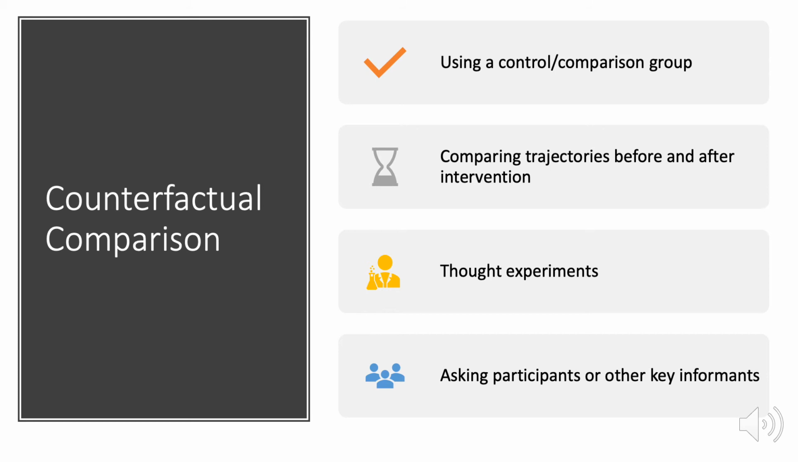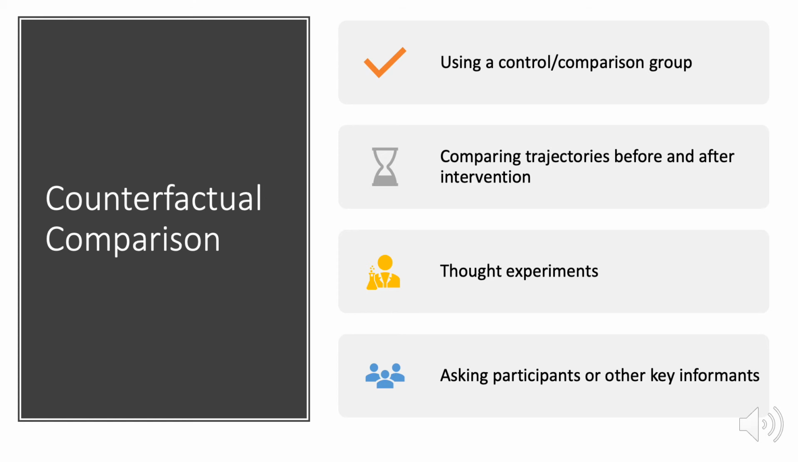Thought experiments, this is kind of an interesting approach, but it's really just thinking about what are other plausible scenarios for how your outcomes were achieved. And again, asking the participants or other key informants what they think happened or what they think would have happened without the intervention.